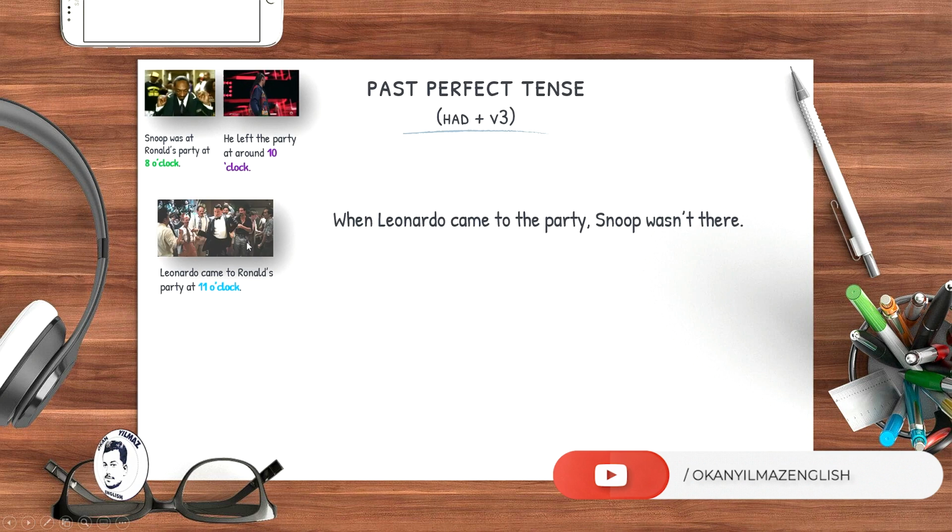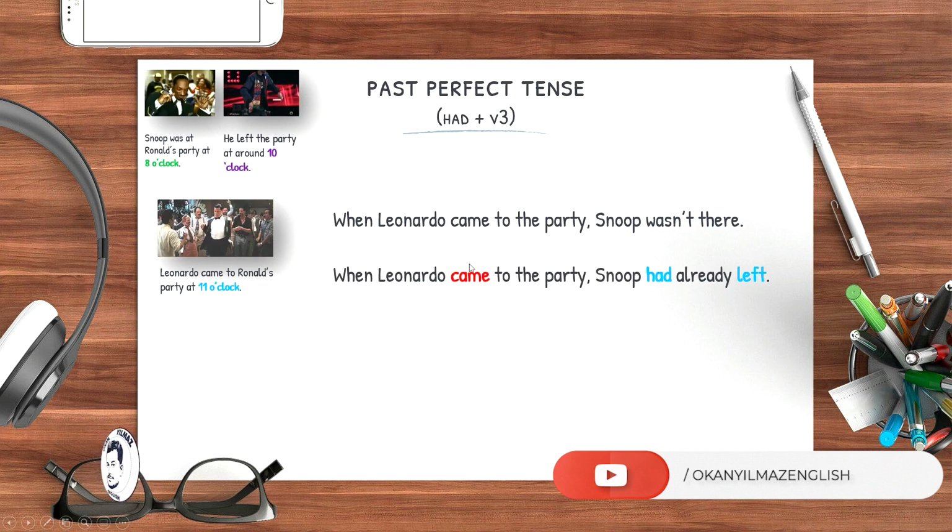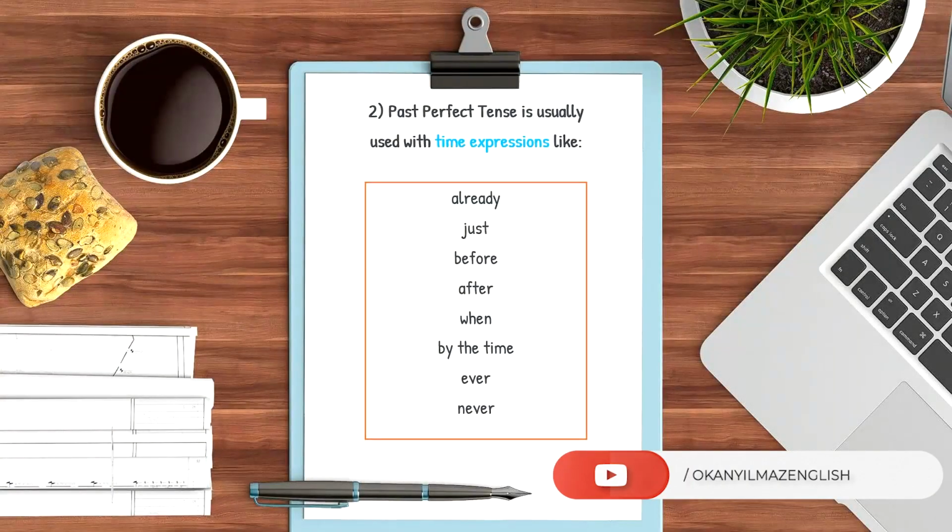But how do we say that? How do we use that? When Leonardo came to the party, Snoop had already left. Snoop had already left. So this one's happening the first. Snoop had already left the party, number 1. Then Leonardo came to the party. So this is 1 and this is 2. So this is the first action that was happening and this is the second action that was happening.